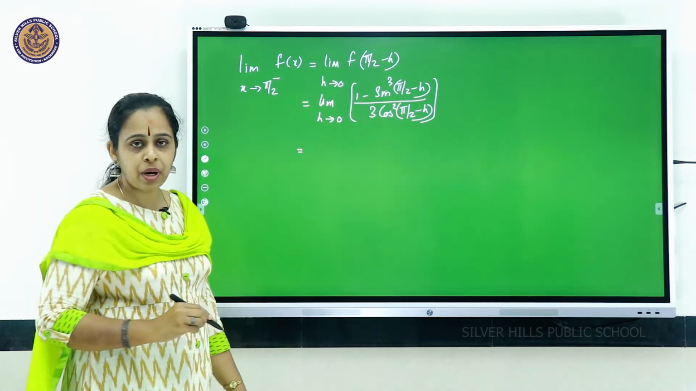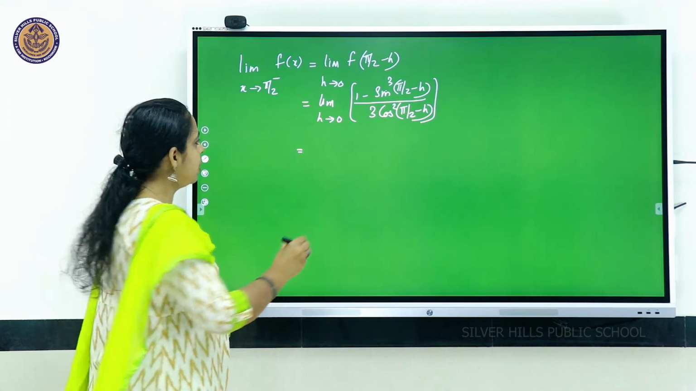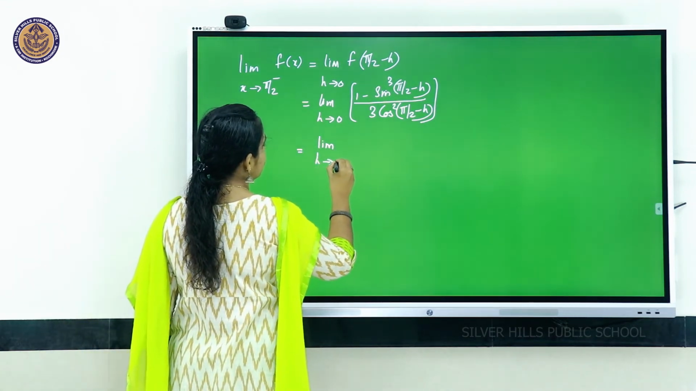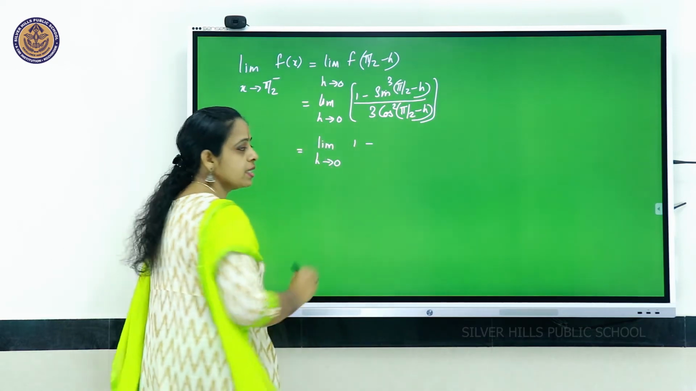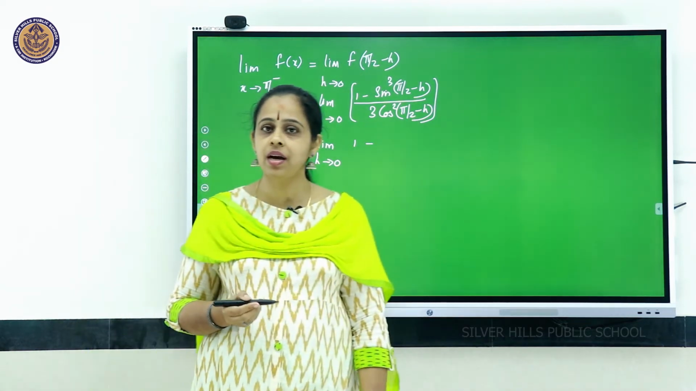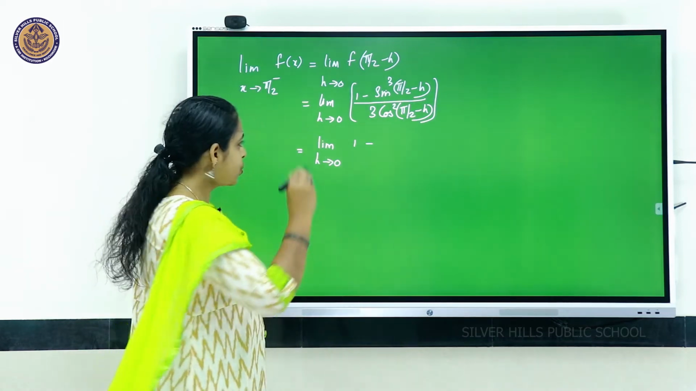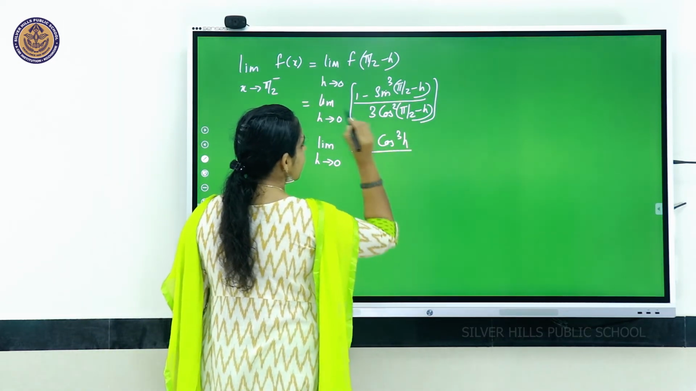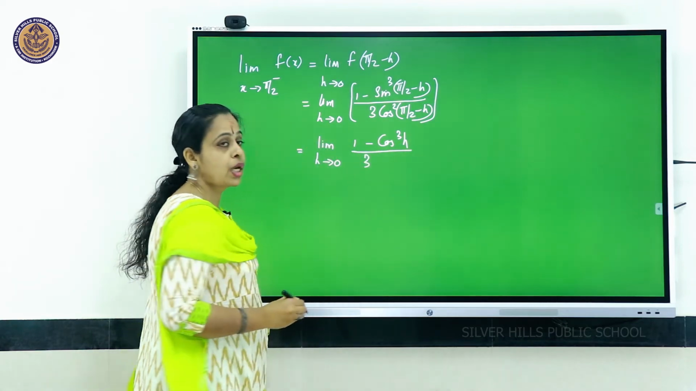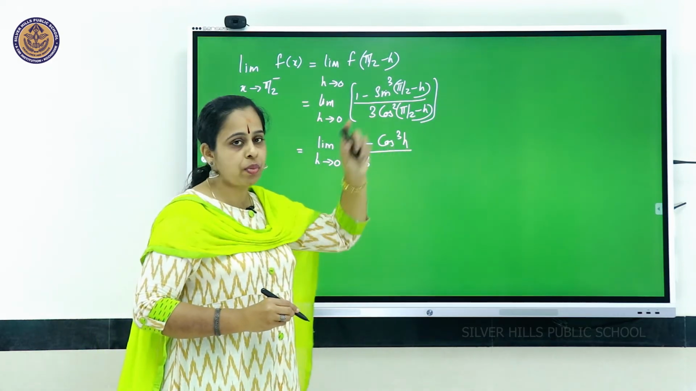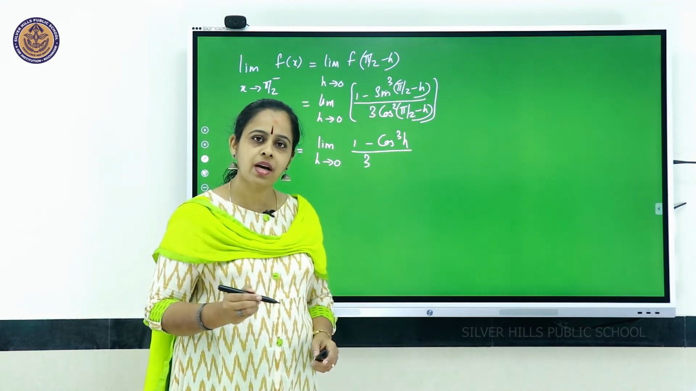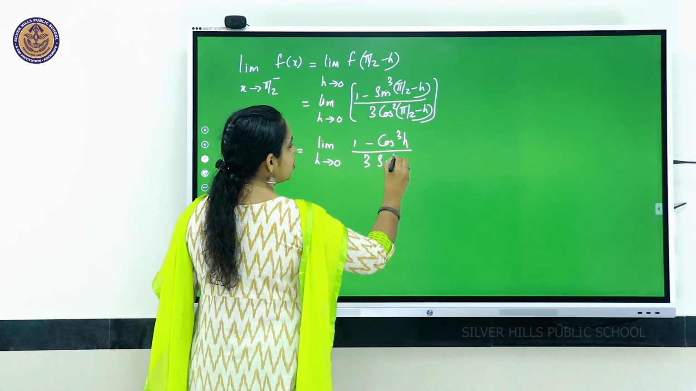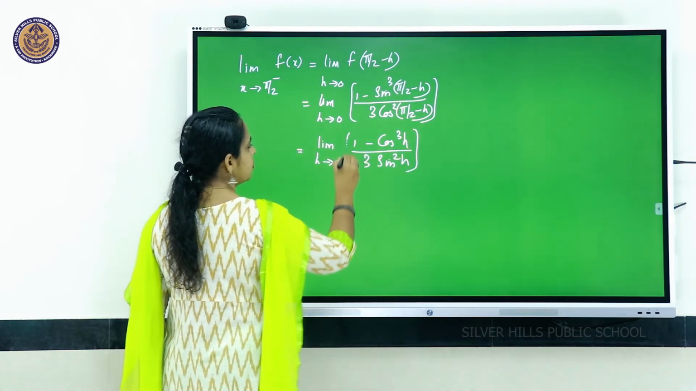x replaced by pi by 2 minus h. Now, limit h tending to 0, 1 minus, what is sine 90 minus theta? It is cos theta. So, it will become cos cube h divided by 3 cos square (pi by 2 minus h). What is cos 90 minus theta? Sin theta. So, it will become 3 sin square h.